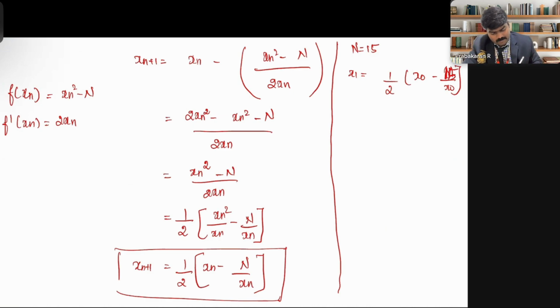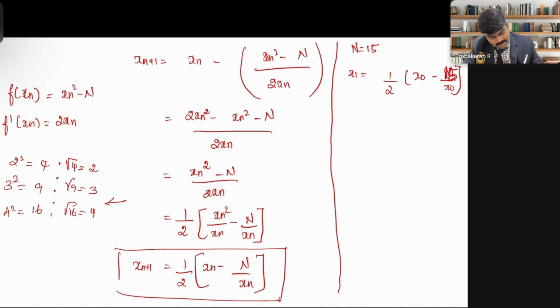We have the square numbers, just look at the left side of the screen. 2 squared is 4, 3 squared is 9, 4 squared is 16. In reverse, root 4 is 2, root 9 is 3, root 16 is 4. But they are asking for root 15, which lies between 3 and 4. So the answer is going to lie between 3 and 4. We can take the initial point as either 3 or 4. That's our wish. Since root 15 is near root 16, I am going to take x naught as 4. So let x naught equal to 4.